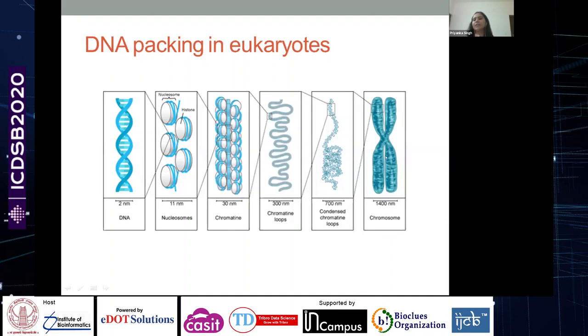You might have seen these chromosomes if you have done some basic biology experiments. For example, during cell division, during the metaphase stage of the cell cycle, these chromosomes are arranged at the metaphase plate.